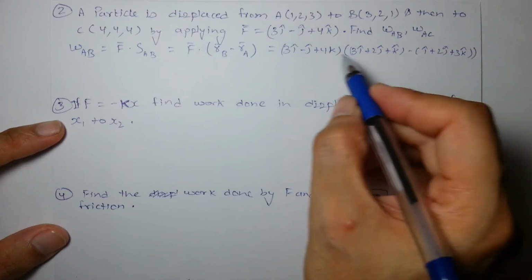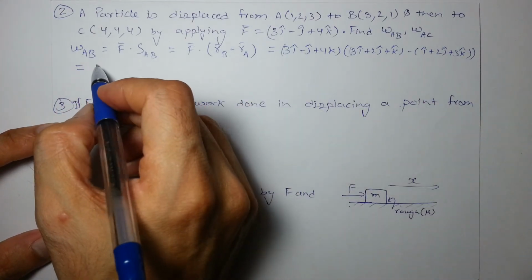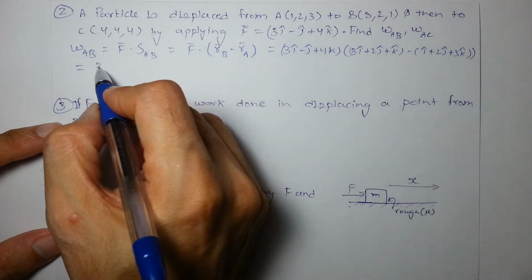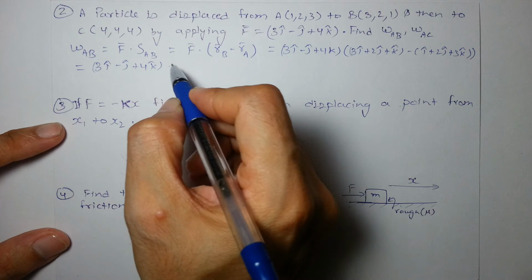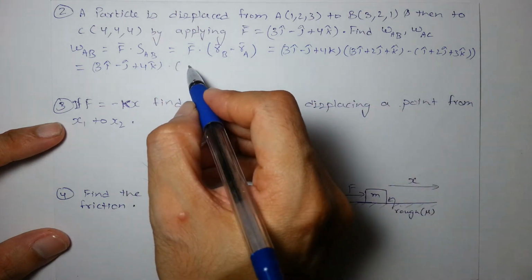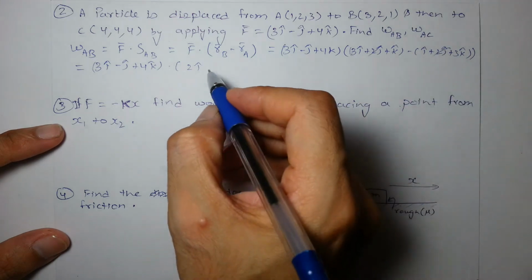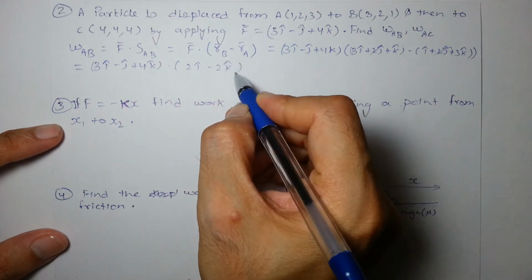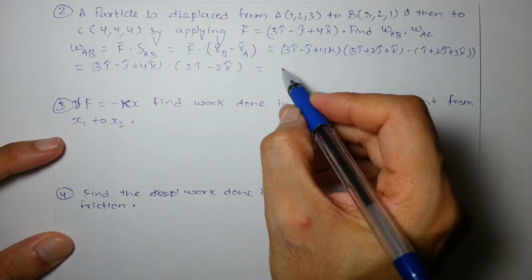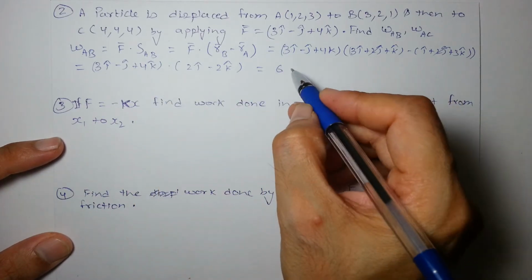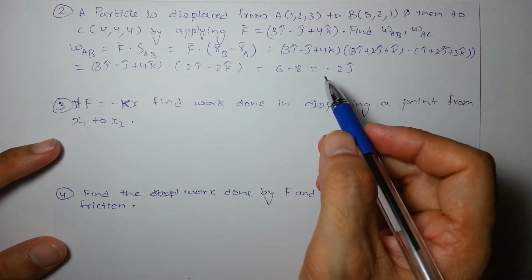Getting their dot product, this will give you 3i minus j plus 4k dot, this is 2i, 2j will cancel and we are left with minus 2k. Taking the dot product, I will get how much? 6 with a minus 8, so minus 2 joule, no matter how we are moving.